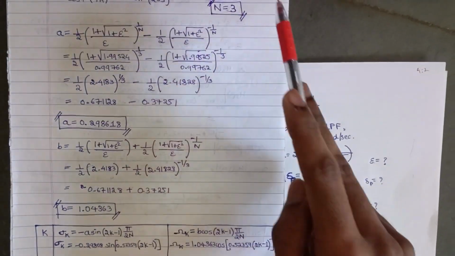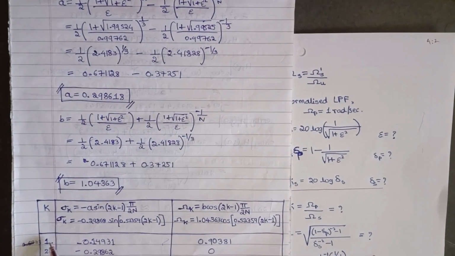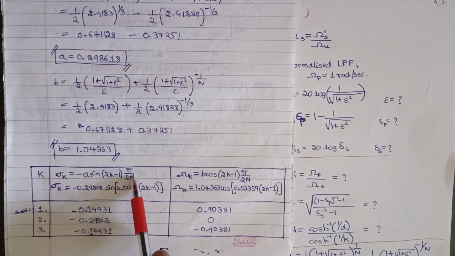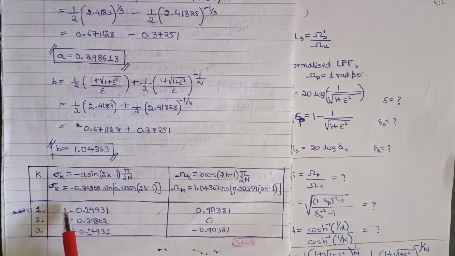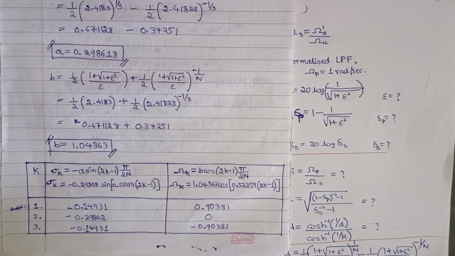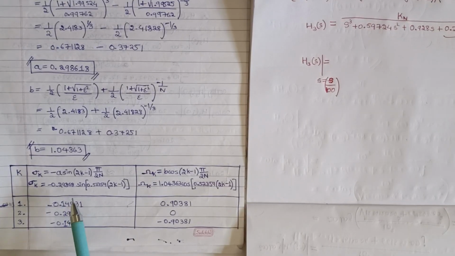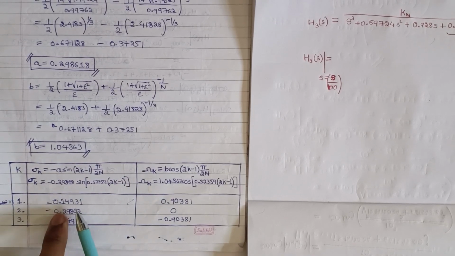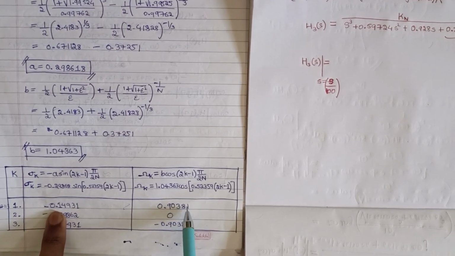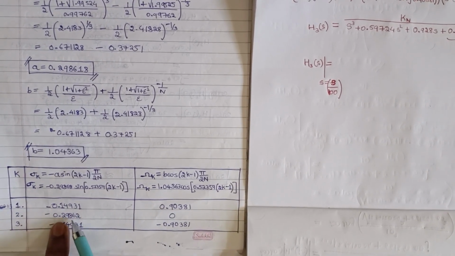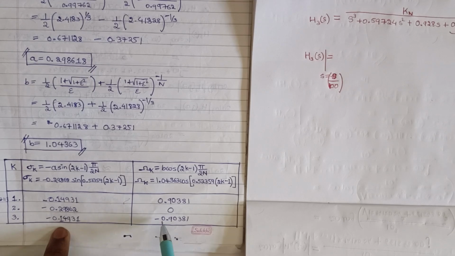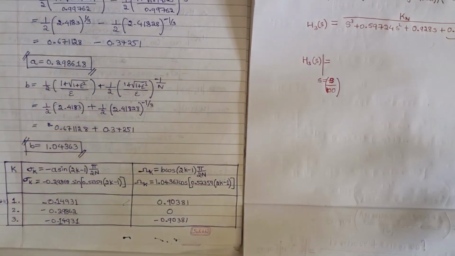The n value obtained is 3, hence we have to plot the table for K value as 1, 2 and 3. Substituting K as 1, 2 and 3 and keeping n constant at 3, we get the value of sigma K for all 3 values and omega K for all 3 values. After obtaining these, S1 will be minus 0.14931 plus j into 0.90381. S2 will be minus 0.29862 plus 0. S3 will be minus 0.14931 minus j 0.90381.